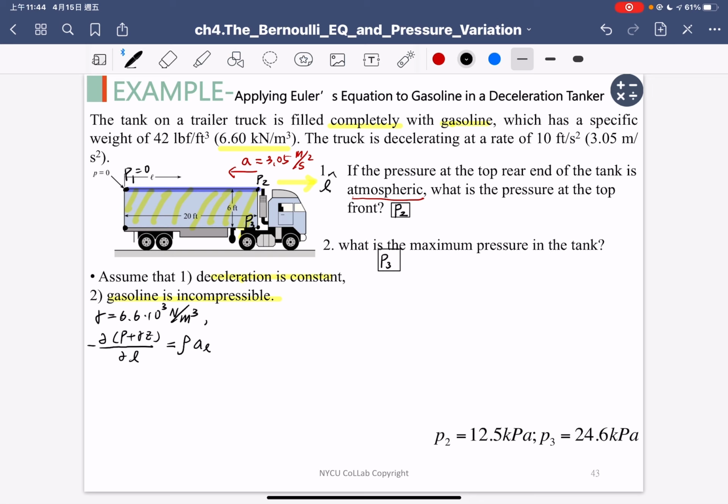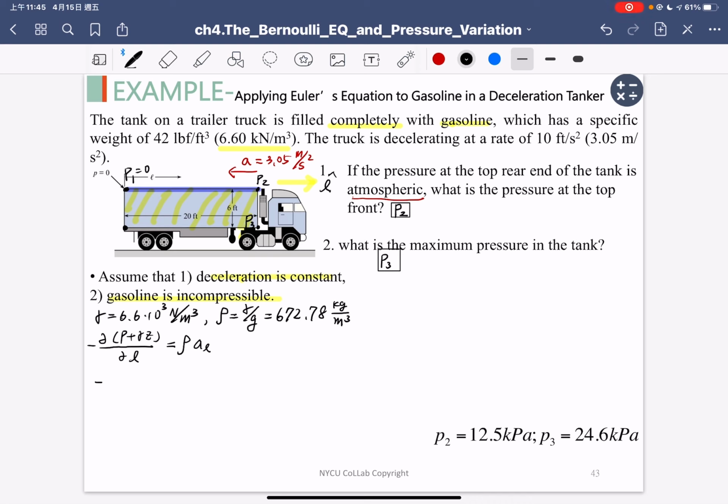Okay, because we need the density, and we have the gamma, so the density is equal to the gamma divided by the gravity, right? We can use the calculator to compute the density by dividing by g. So the density is around 672.78. The density unit is kilograms per meter cubed. Okay, so again, we do the integration problem.